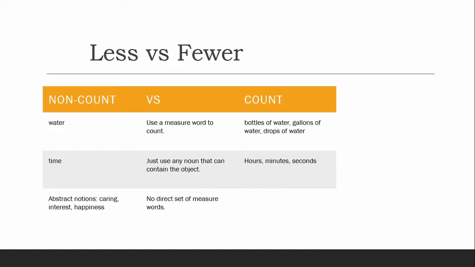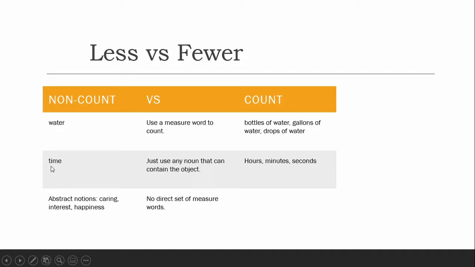When I studied Chinese, one of the things that really helped me to understand this concept, which I didn't even know was really a big thing before, was the use of a measure word. A measure word contains a noun that is a non-count noun, and it allows it to be counted. So in the example that we have here, water, we can use bottles to contain the water, gallons and drops. So you can count 1, 2, 3, 4 bottles of water, you can count gallons of water, and you can count drops of water. That way it changes from not being able to be counted to being able to be counted.